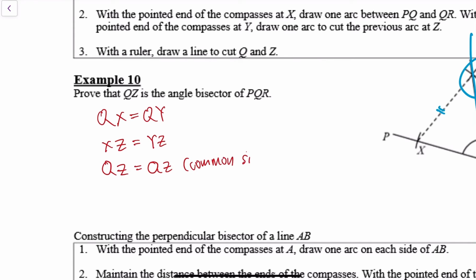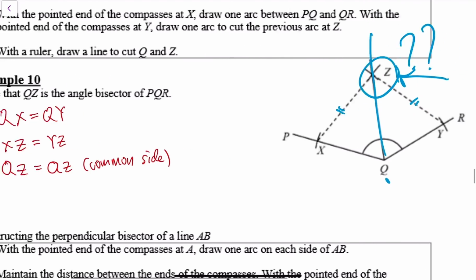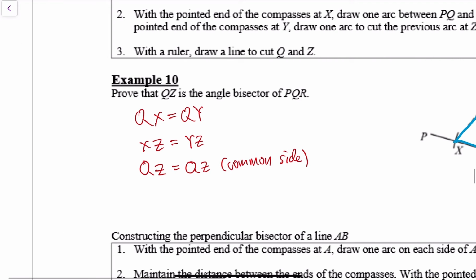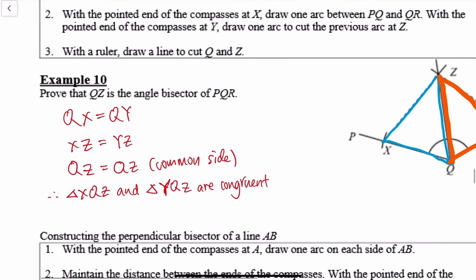Now once you have done this, you realize that you have enough information to prove that the triangle on the left and the triangle on the right are congruent triangles. You can prove that XQZ and YQZ are congruent. What rule am I using here? SSS congruent test.